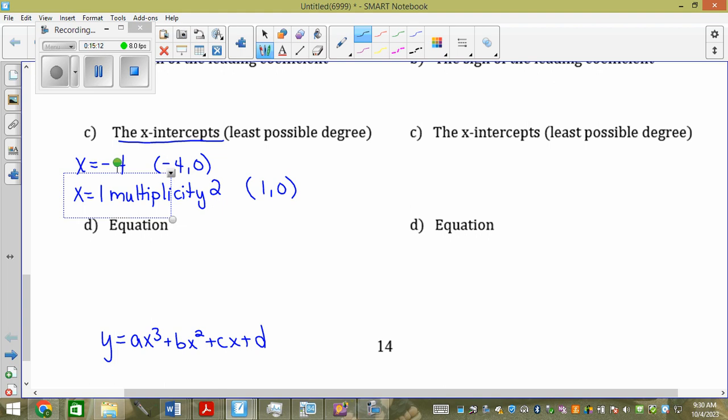Okay. So, we want factored form. Okay? Ready? If x equals -4 is my x-intercept, what is my factor?